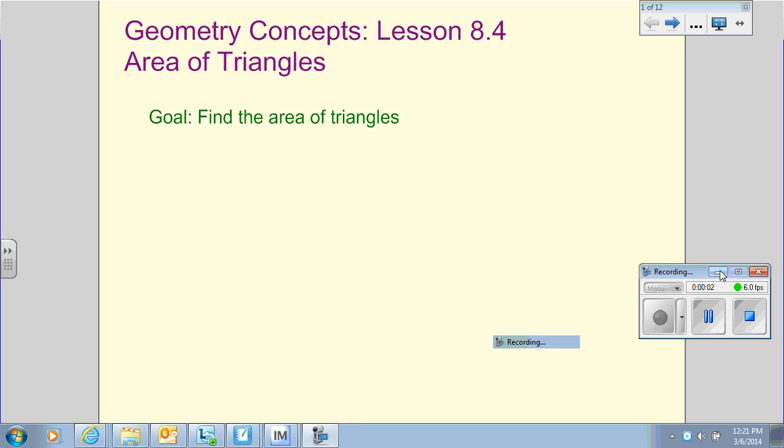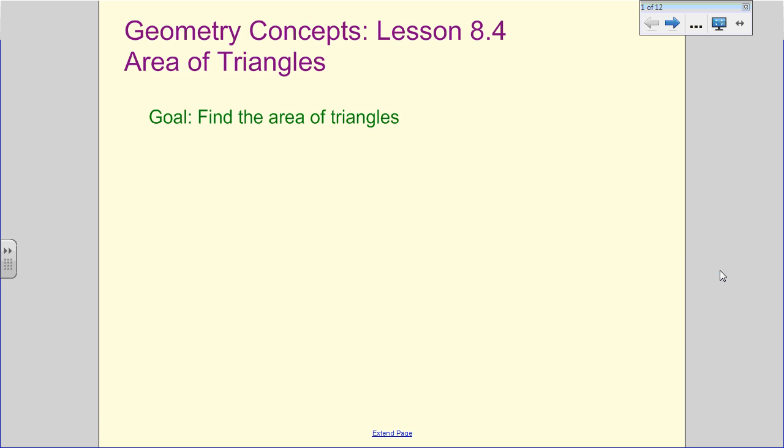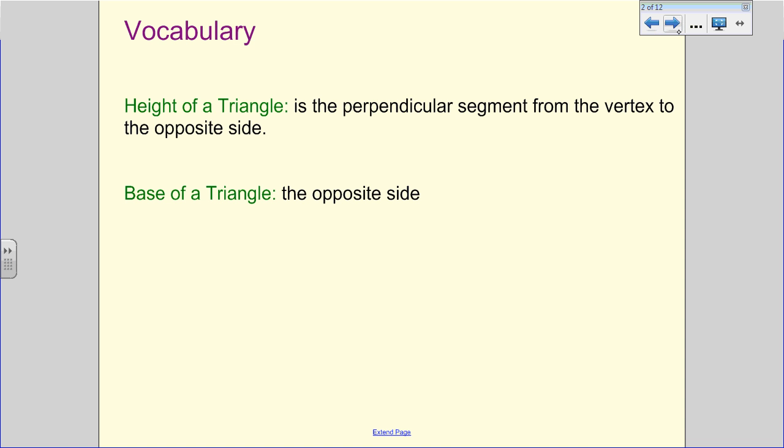All right, ladies and gentlemen, let's take a look. We're going to take a look at the area of triangles. Once again, this is probably something you're familiar with, and so this should be a rather quick discussion. So let's take a look.